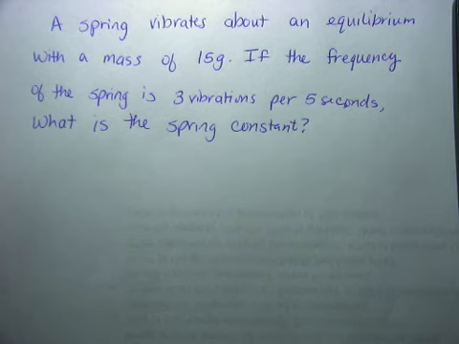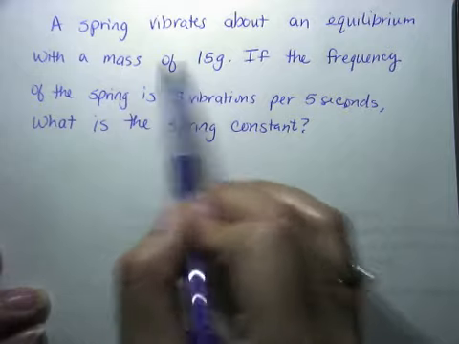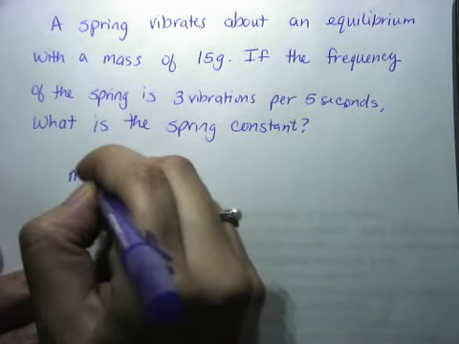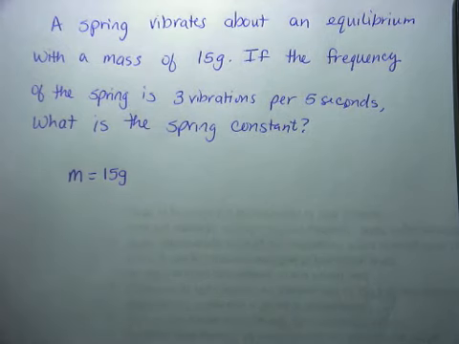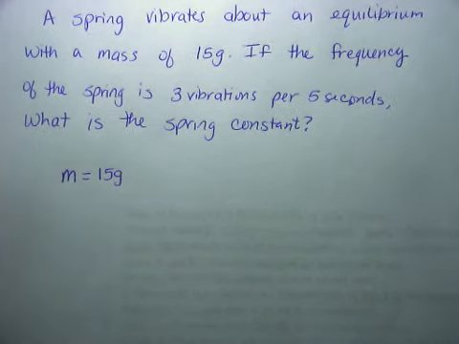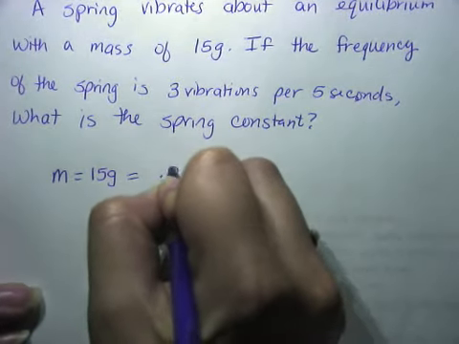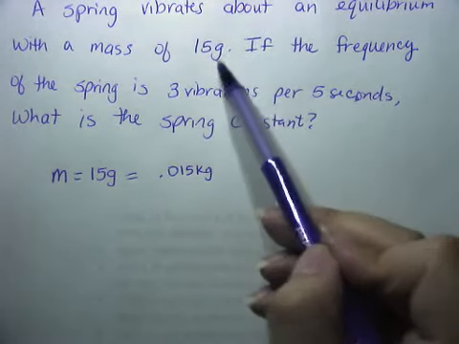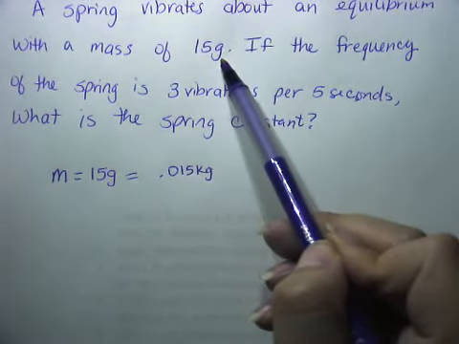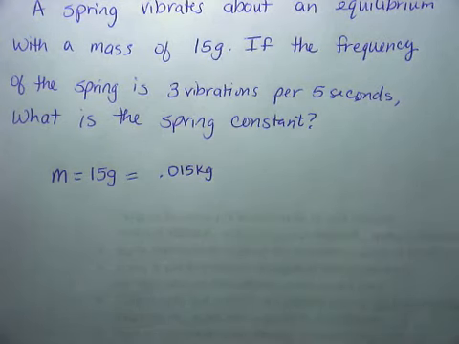So the first thing you do is identify your knowns and what your unknown is. We were given that the spring vibrates and has a mass of 15 grams. I already know that the units we are going to need to use are kilograms, so I'm going to convert this to 0.015 kilograms. It is a very common mistake to leave this in grams, and one that I hope you'll avoid by trying to remember, always convert to kilograms.